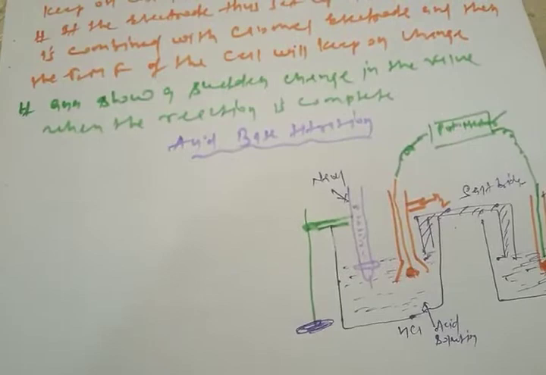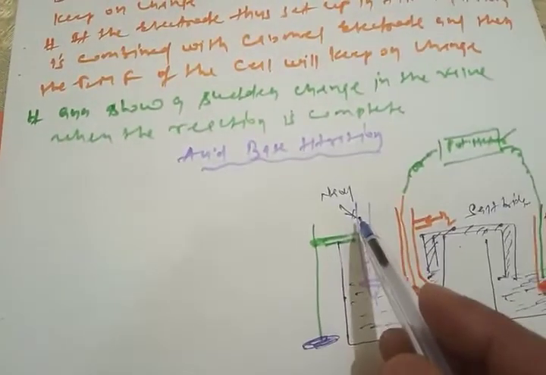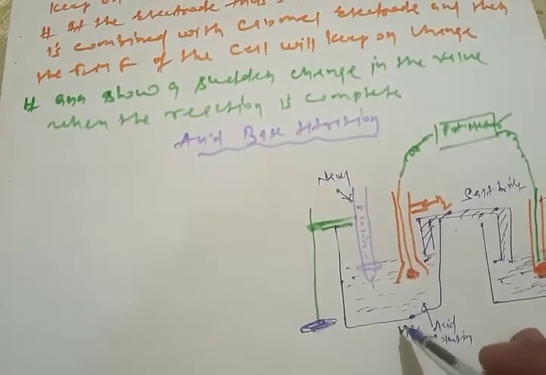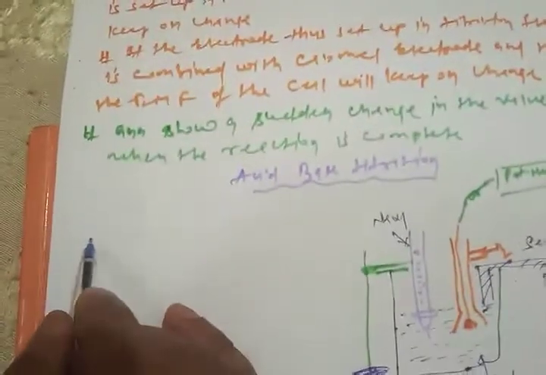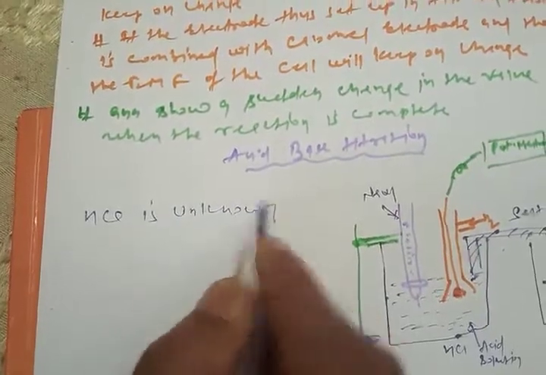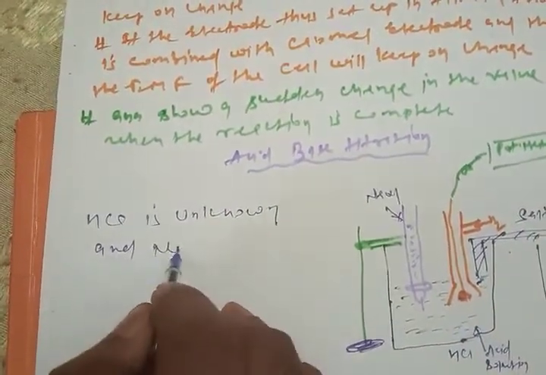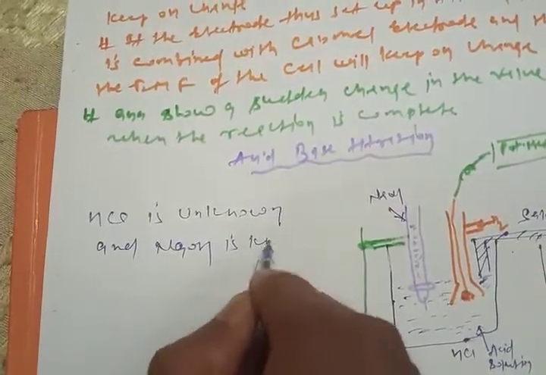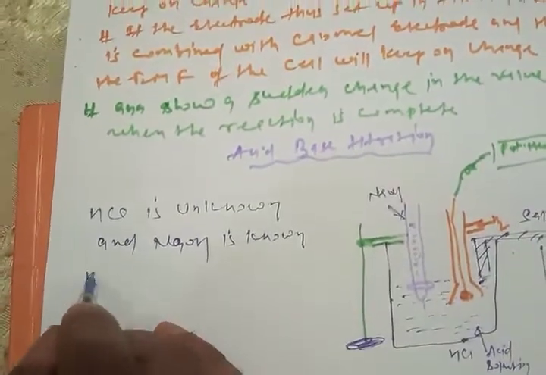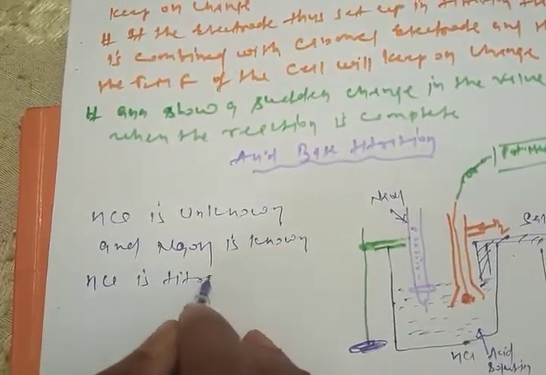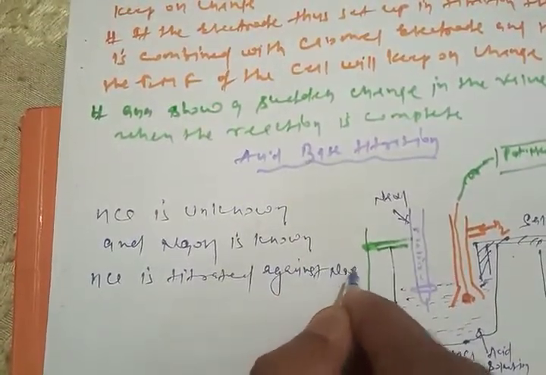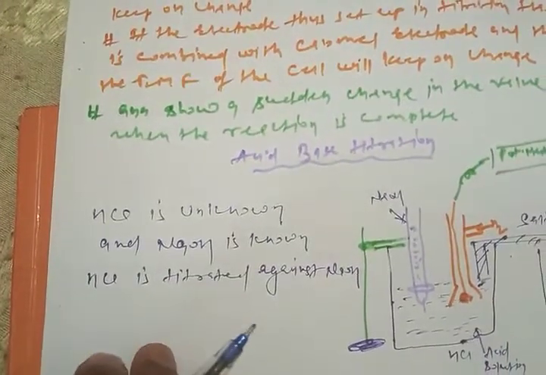In this case, we have an NaOH solution and an HCl solution. We need to titrate them against each other. HCl is unknown and NaOH is known. So HCl is titrated against NaOH.